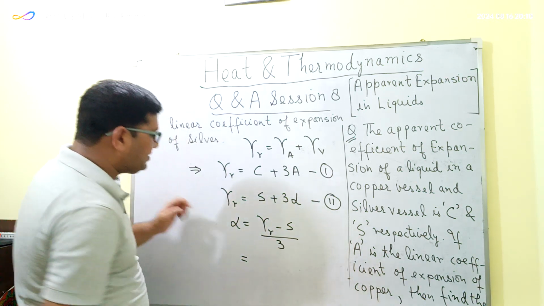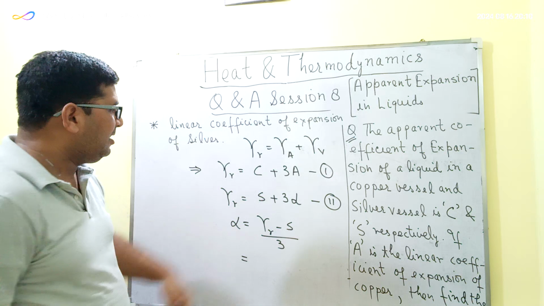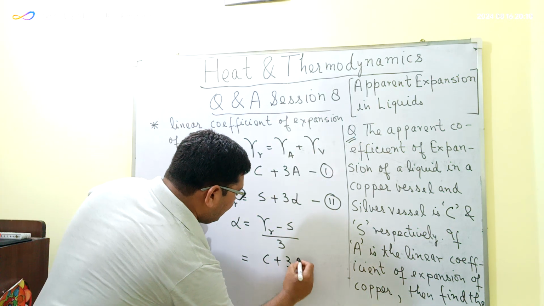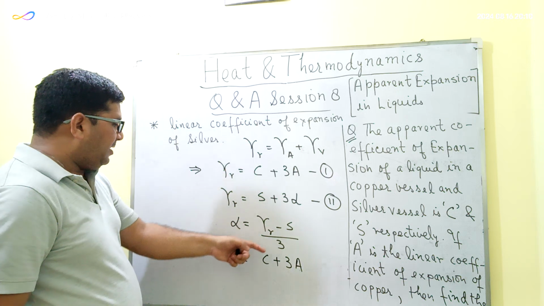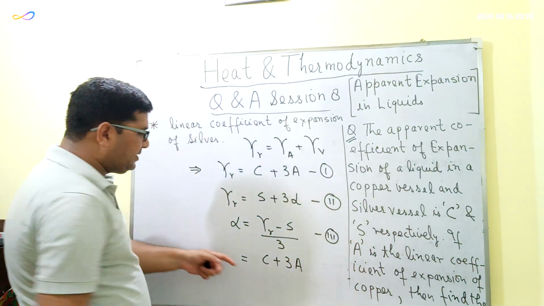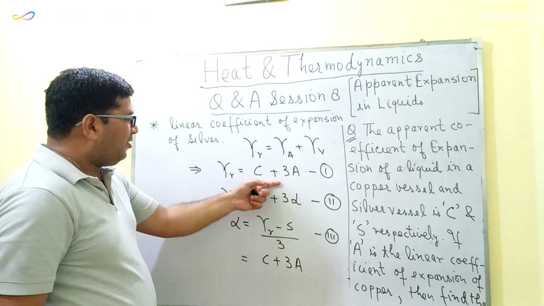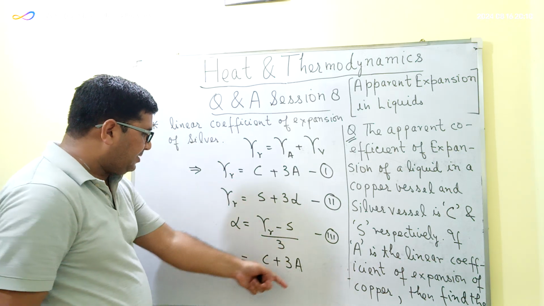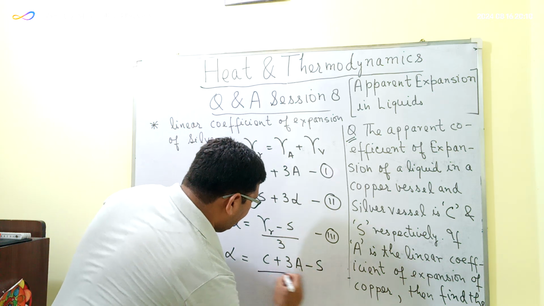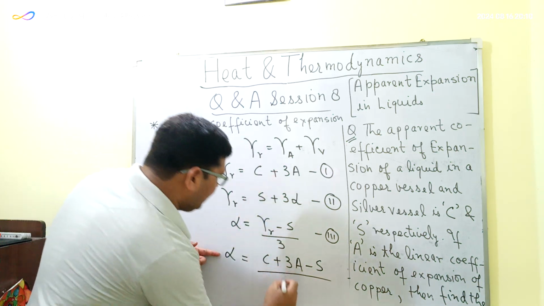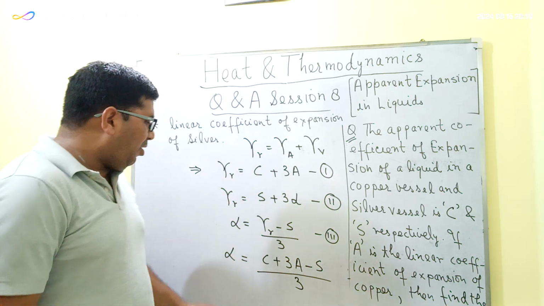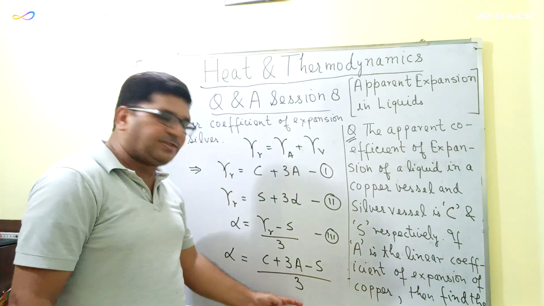Or we can say that gamma R is equal to C plus 3A from equation number 1. So I will be just substituting this value in this equation, say this is equation number 3. So I will be substituting this value of gamma R from equation number 1 in equation number 3, and I will be getting the value of alpha as C plus 3A minus S divided by 3. So the coefficient of linear expansion of the silver is equal to C plus 3A minus S divided by 3.